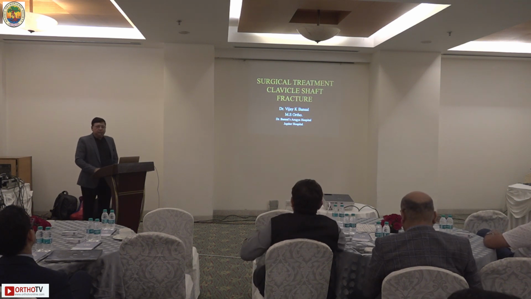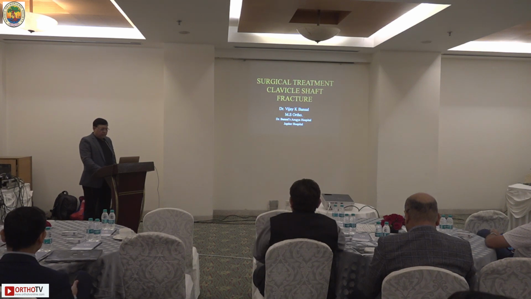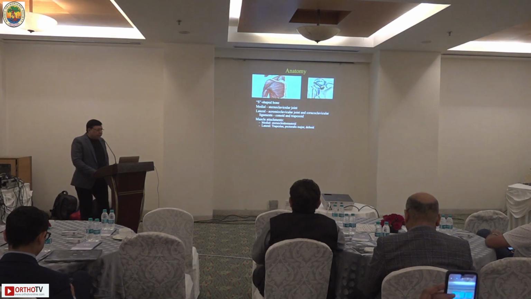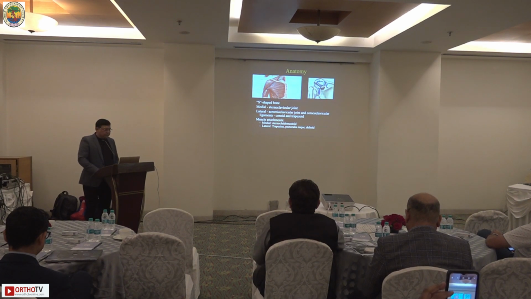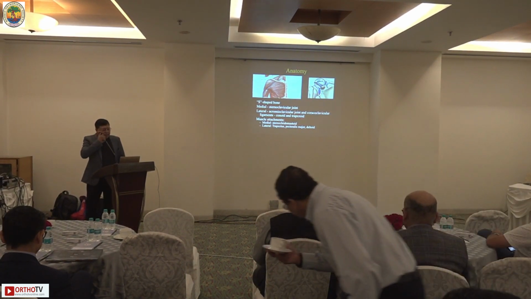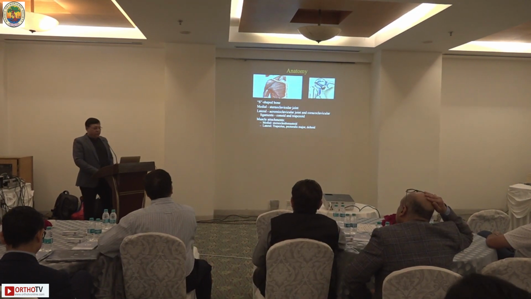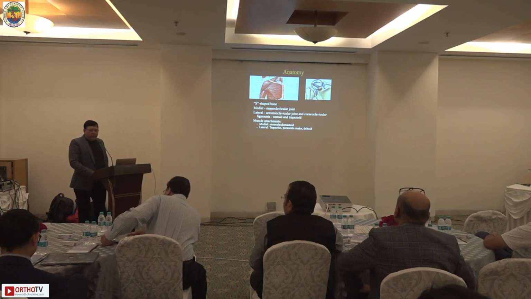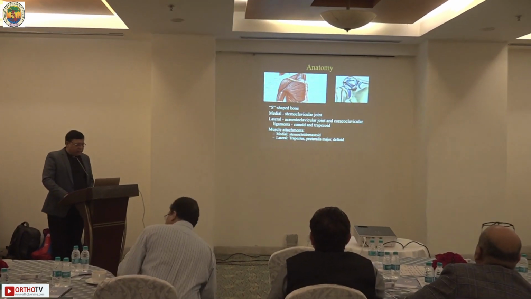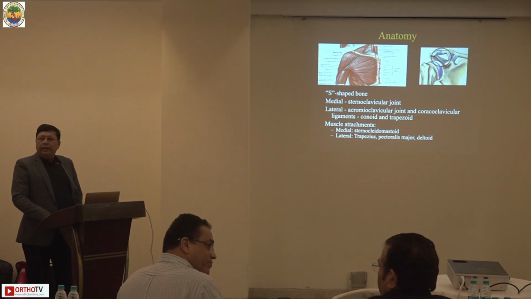Clavicle shaft fracture. The clavicle is an S-shaped bone. Medially there is the sternoclavicular joint, and laterally the AC joint and ligaments, the conoid and trapezoid parts of the coracoclavicular ligaments. Medially the sternomastoid muscle is attached, and laterally the trapezius, pectoralis major and deltoid.